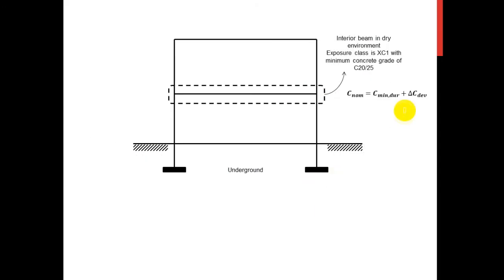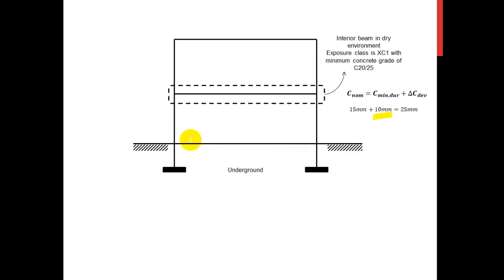So from this equation, the nominal cover is going to be 25. Remember, this is the construction deviation. It is almost always taken as 10 millimeter, and this is the 15, the one we took from the table. So the nominal cover is going to be 25 millimeter. Now this was only considering the durability. We'll see in the next slide how to do it for both durability and bond.